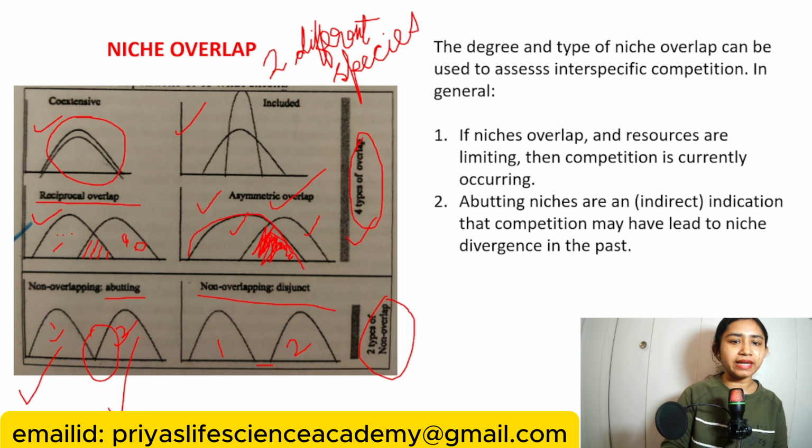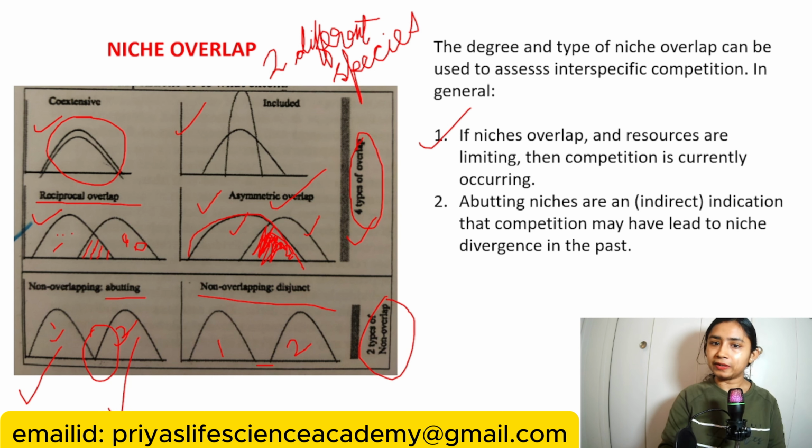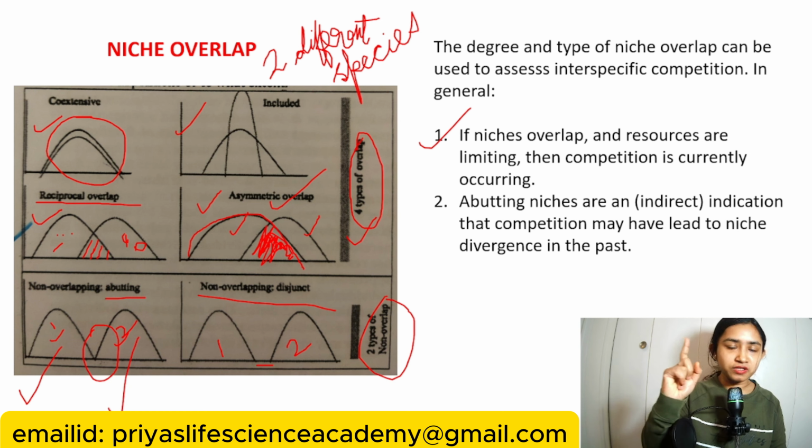I hope you understand the types of overlap and non-overlap. The degree and type of niche overlap can be used to assess interspecific competition. So I told you the type of overlap may give rise to the competition between 2 species. If niches overlap and resources are limiting, then competition is currently occurring. Okay, that's a very, very important point.